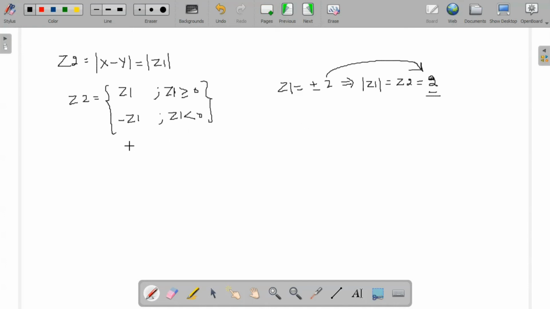In many to 1 transformation, for calculating PMF of Z2 is equal to 2, for example, what we will do, we will sum up the probabilities for Z1 is equal to 2. Whenever Z1 is taking these two values, then Z2 will be 2. So we will add these two probabilities. Z1 is equal to plus 2 probability and Z1 is equal to minus 2 probability to obtain probability of Z2 is equal to 2. So I am rewriting here PMF of Z1.